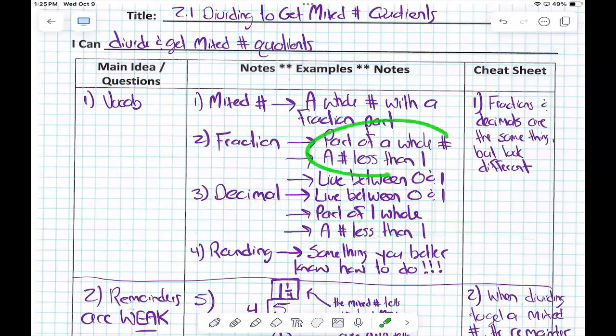Decimal: lives between 0 and 1, part of a whole number, less than 1. What do you notice about the definitions for a fraction and a decimal? They're the same. They're the same thing, aren't they? Yeah. So would that be fair to say fractions and decimals are the same thing? Yes. Basically the same thing. Okay, cool. Remainders are weak.